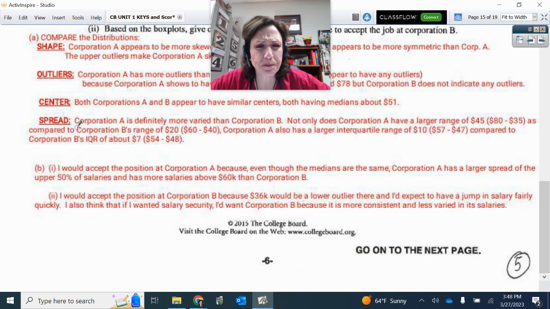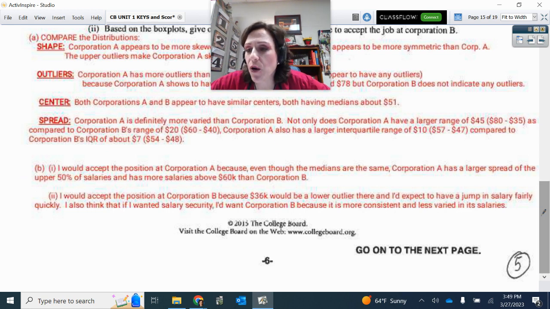So here I said Corporation A is more varied. Not only does it have a larger range, which I stated, and I should have put the K's in there, compared to Corporation B, Corporation A also has a larger interquartile range. So I went ahead and included both of those. And I am specific with how much it is. I just needed to put the K's in there because they're thousands of dollars, not just $10 or $7.